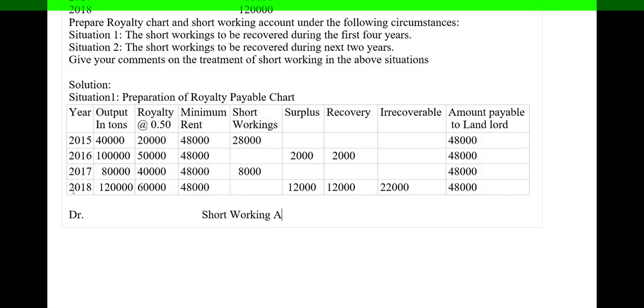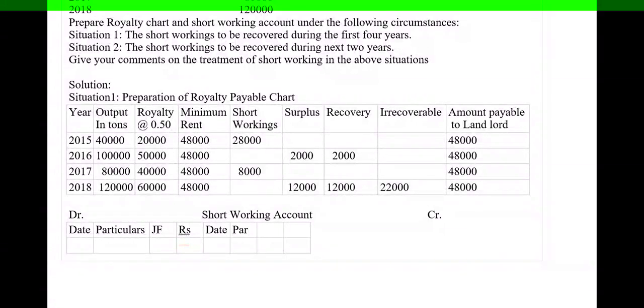Short working account, then here it is credit. So now let me insert a table having 8 columns. So here: date, particulars, then journal folio, then rupees, then date again, then particulars, then JF, then rupees. So now we have got short working in the year 2015.